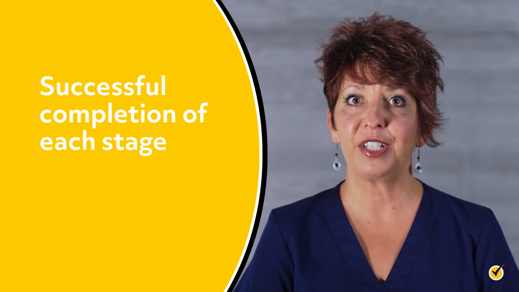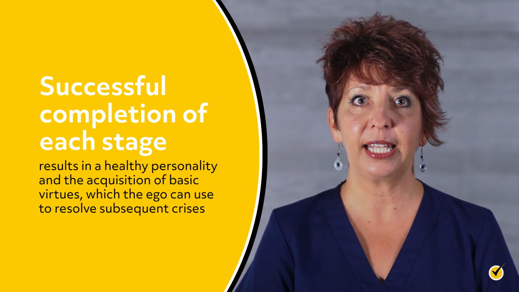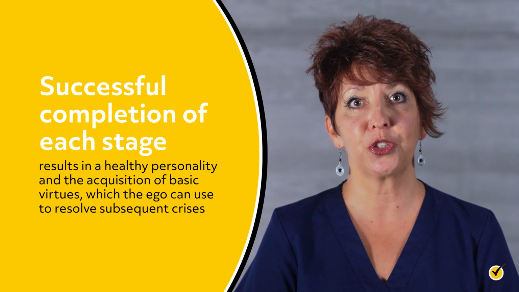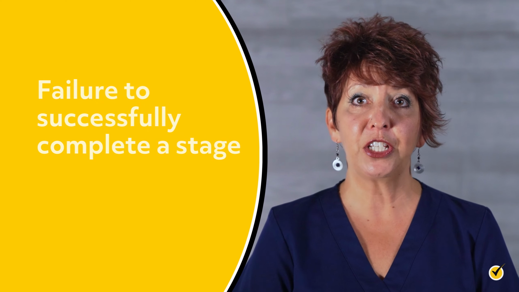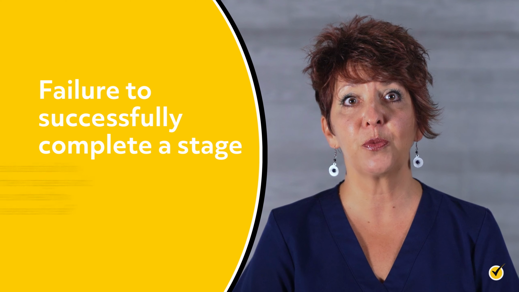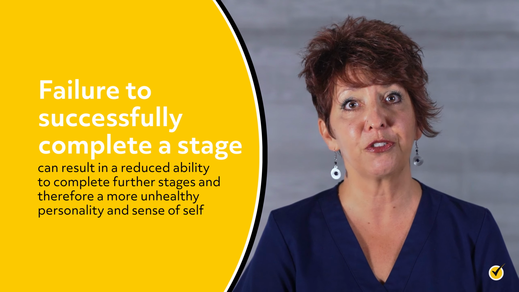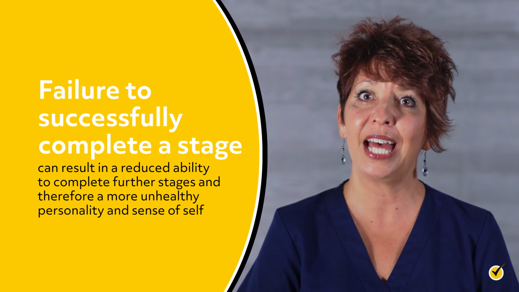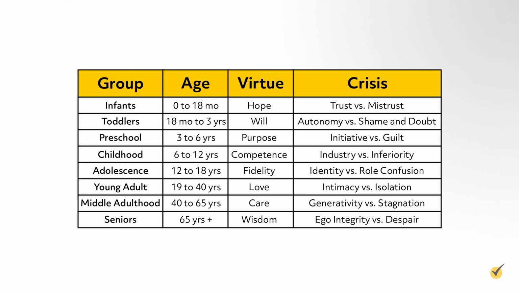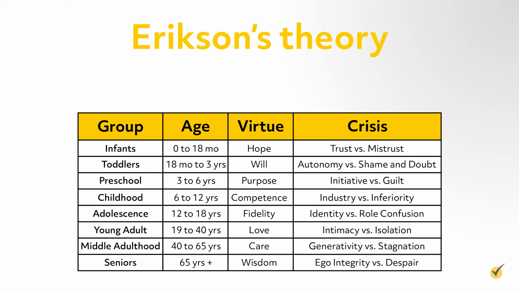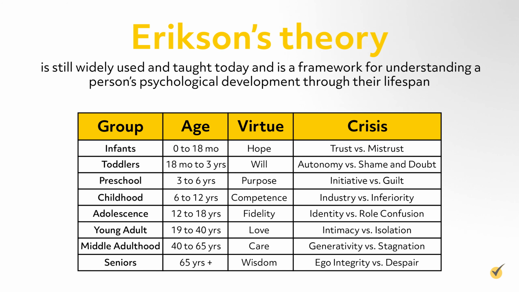To sum up Erikson's theory, successful completion of each stage results in a healthy personality and the acquisition of basic virtues, which the ego can use to resolve subsequent crises. Failure to successfully complete a stage can result in a reduced ability to complete further stages, and therefore a more unhealthy personality and sense of self. While vague in its application, as noted earlier, Erikson's theory is still widely used and taught today and is a framework for understanding a person's psychological development through their lifespan.